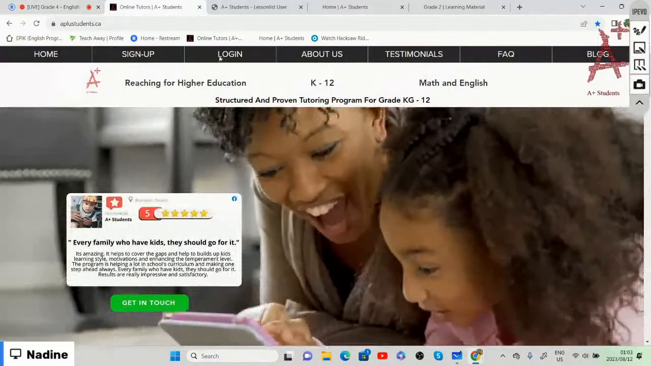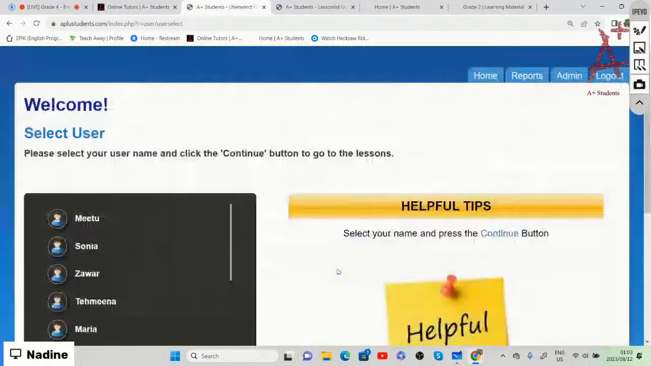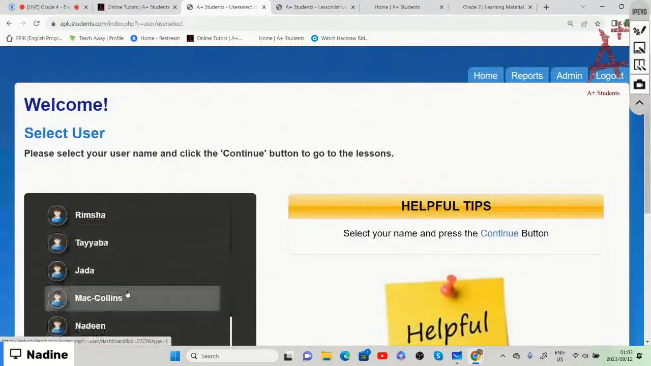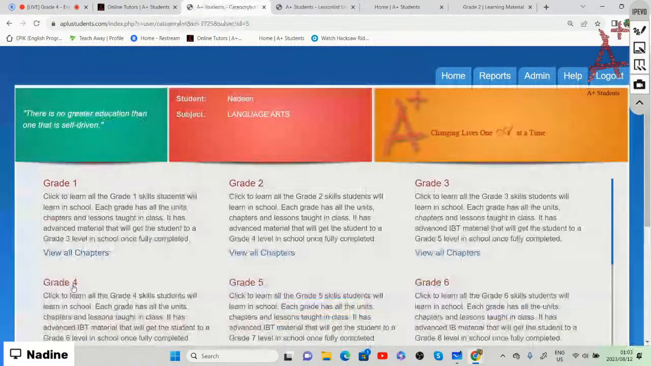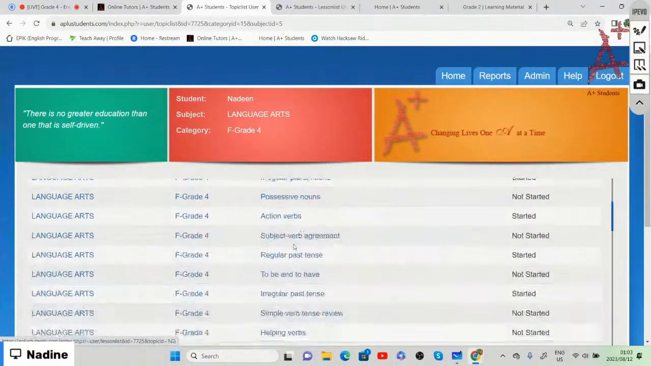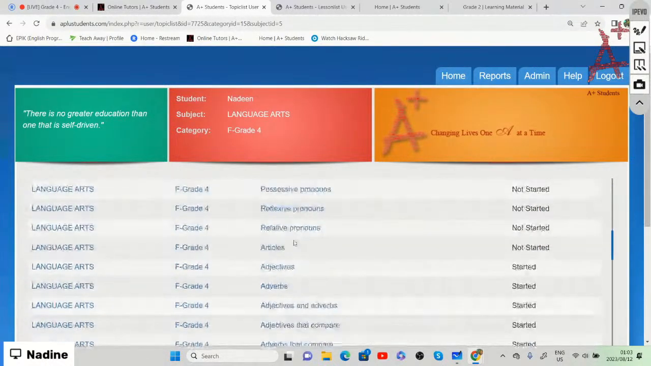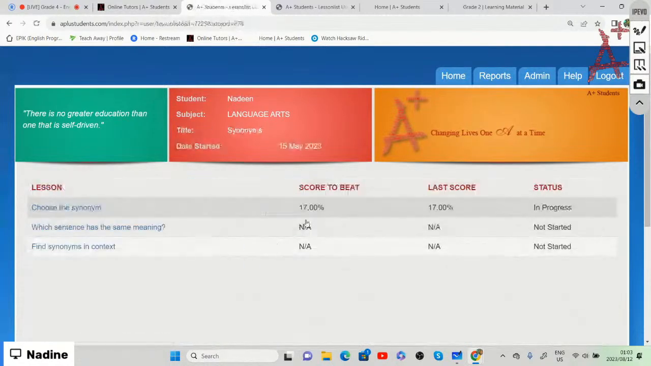With your username as well as your password. And then you're going to select the subject of language arts, grade 4. So once we've selected the subject of language arts, grade 4, we're going to scroll down by the chapters until we get the chapter of synonyms. So we'll click on synonyms.